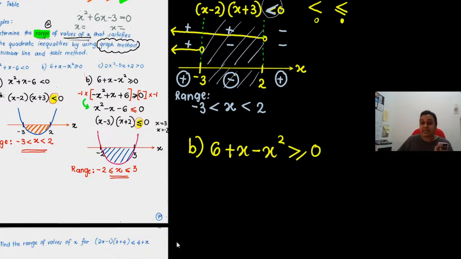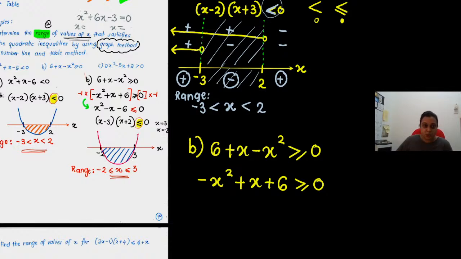Okay, before that, let me rearrange first. So this is negative x square plus x plus 6 bigger than or equal to 0. Okay, so this is the first step. We rearrange. Second step, I'm going to change the negative x square. Okay, so let's change negative x square.